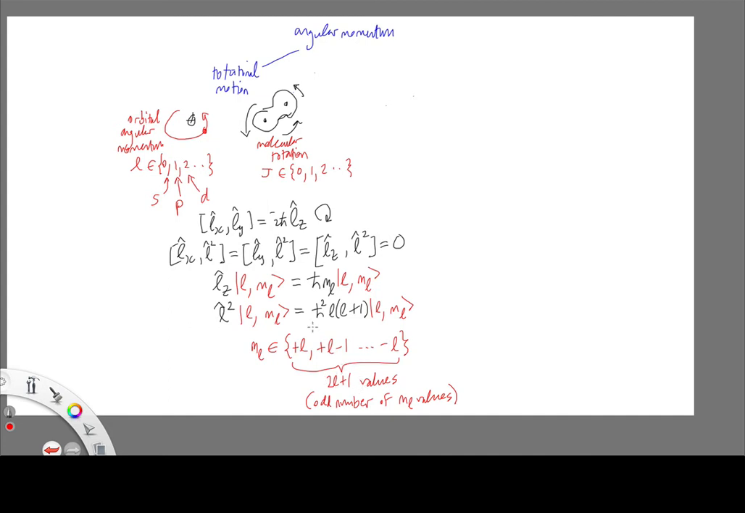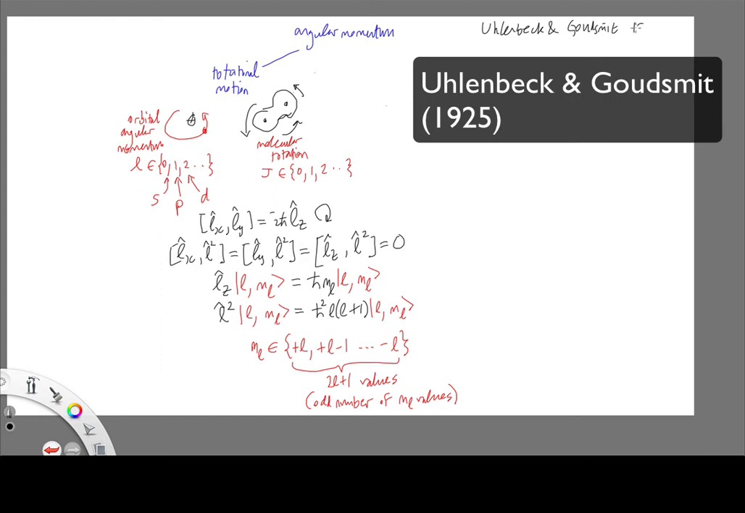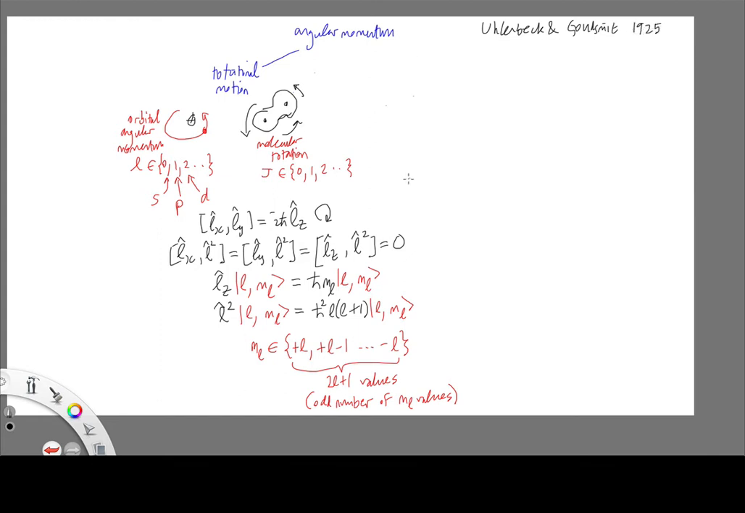It turns out, though, that to explain the spectra of atoms and molecules, these concepts were insufficient, and two graduate students in Holland called Uhlenbeck and Goudsmit proposed, in order to explain some experimental observations, that the electron has a half-integer angular momentum quantum number. Initially that was thought to be impossible.